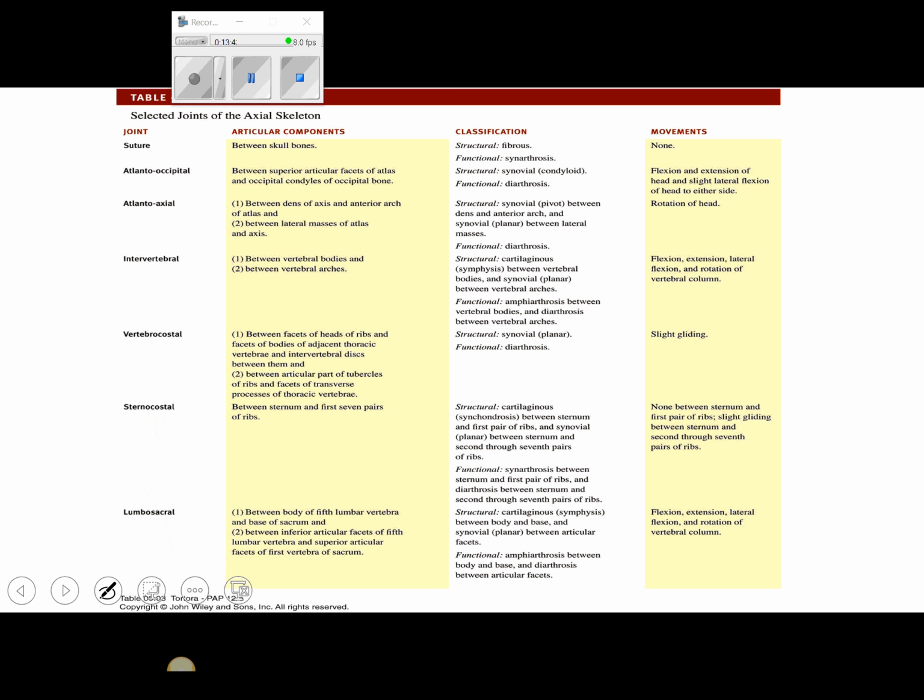Okay, here are some selected joints of the exoskeleton that you should know. I don't ask about the classification and the movement on these, but just the components or where it's located.